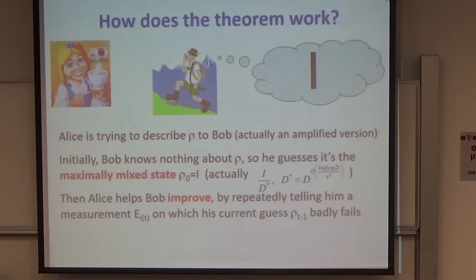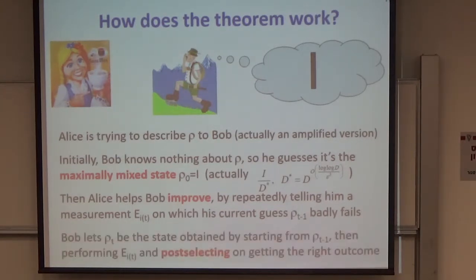The second possibility is that there's some measurement on our list for which Bob's current hypothesis does not lead to an approximately right answer. In that case, Alice tells Bob the identity of such a measurement, and then Bob uses that information to improve. How does he improve? He lets rho sub t, his next guess, be the state obtained by starting from his previous guess, rho sub t minus 1, and then performing the measurement where his current guess does badly, and then post-selecting on getting the right answer.